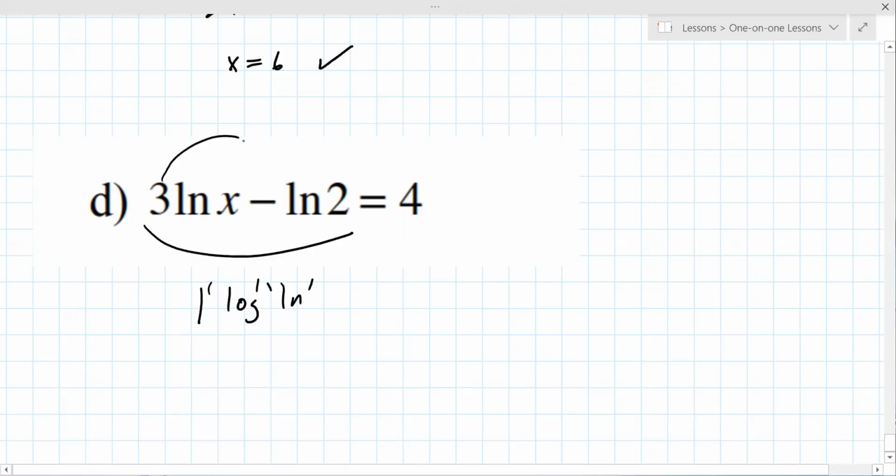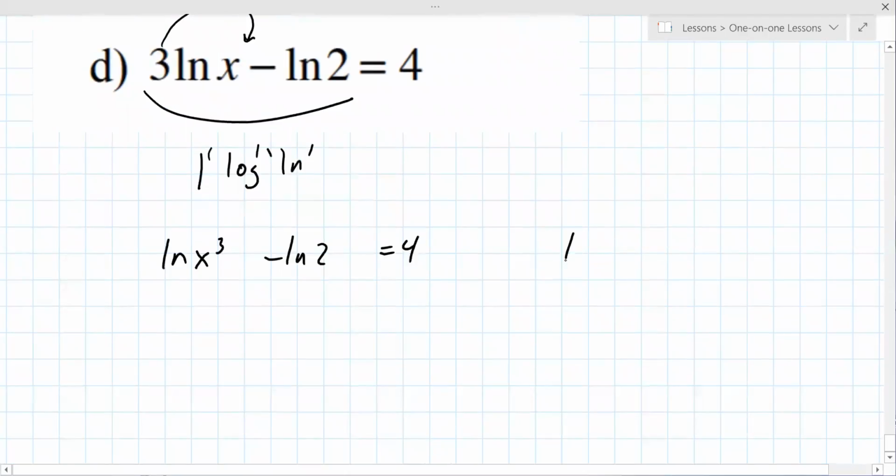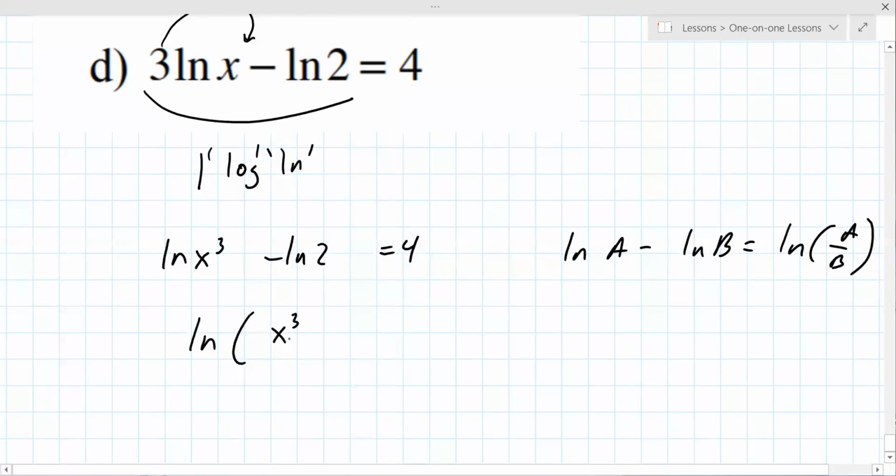This 3 can come up here as an exponent. So this becomes the natural log of x cubed minus the natural log of 2 equals 4. And then there's that property that the natural log of a minus the natural log of b equals the natural log of a over b. So on the left, this becomes natural log x cubed over 2 equals 4.